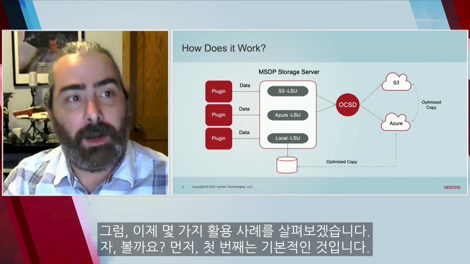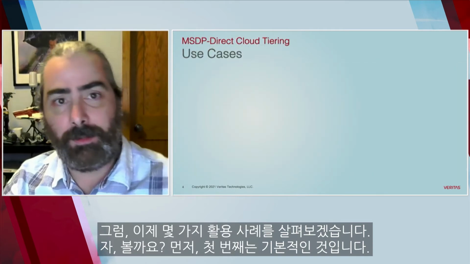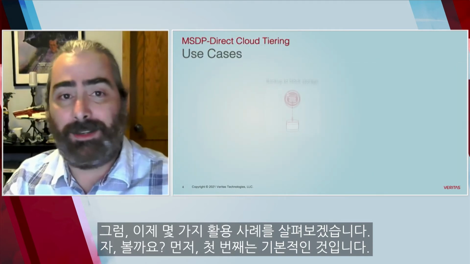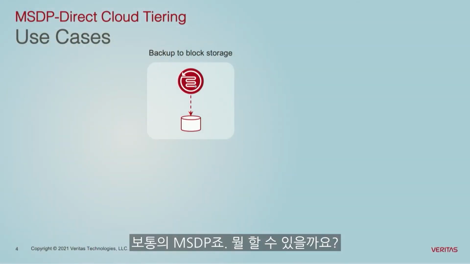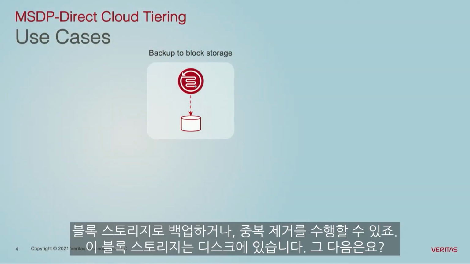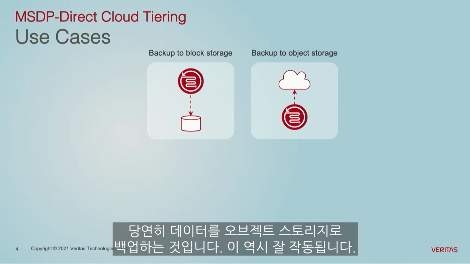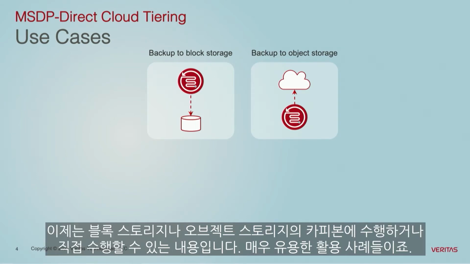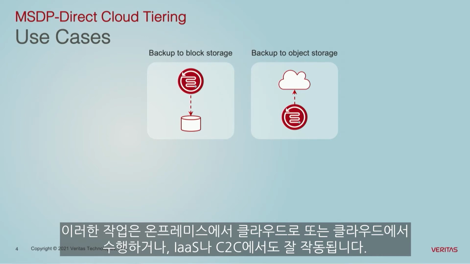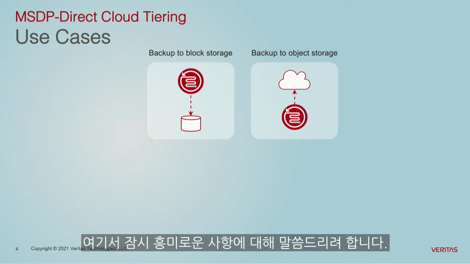So let's talk about some use cases, and I'll get into some of these a little bit. So the first one is it's just the basics. Normal MSDP, what can I do? I can back up to block storage. I can do dedupe to block storage. It's on a disk, and it's great. So the next one, right? This is pretty straightforward. Back up to object storage. This works good too. And you can do a copy from block storage to object storage. Those are super useful use cases. And you can do this from on-prem to the cloud or in the cloud, infrastructure as a service, or cloud to cloud. Works out great.